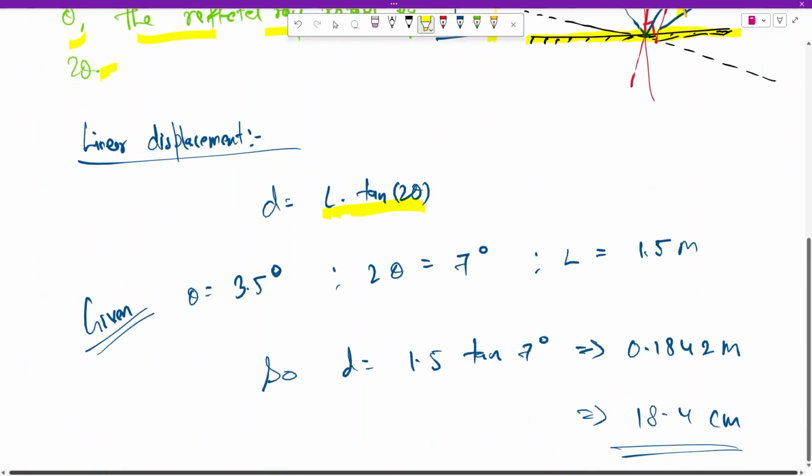Now, in this case of galvanometer, theta is equal to 3.5 degree. So, 2 theta would be equal to 7 degrees. And L is given as 1.5 meter. So, substituting these values in this formula, we will get the value of deflection as 1.5 times tan of 7 degrees, which will give us 18.4 centimeter. Thank you.